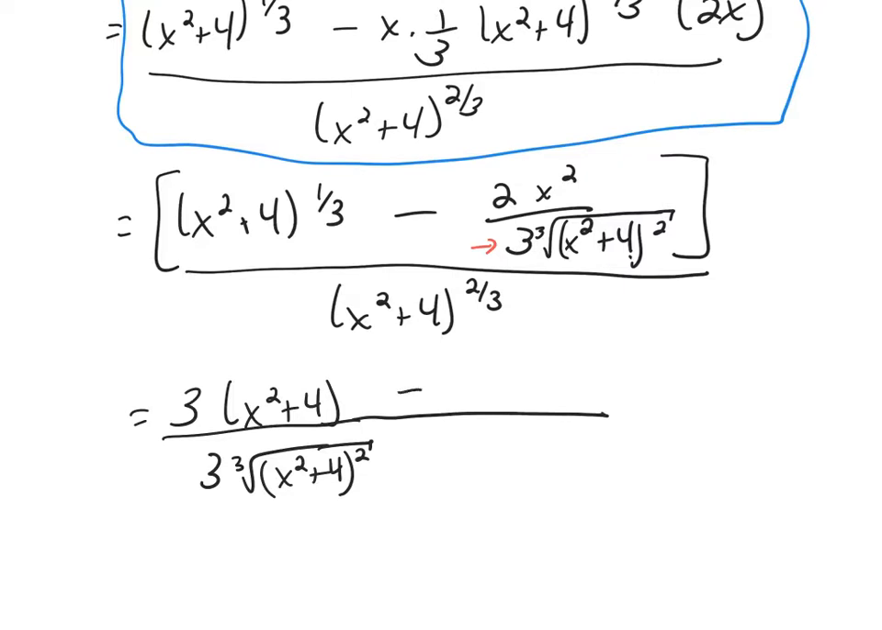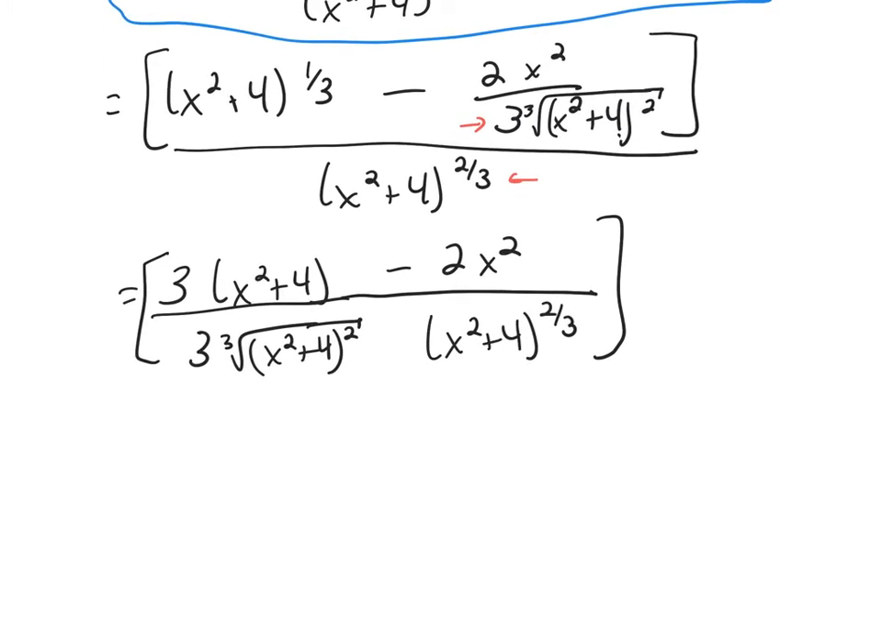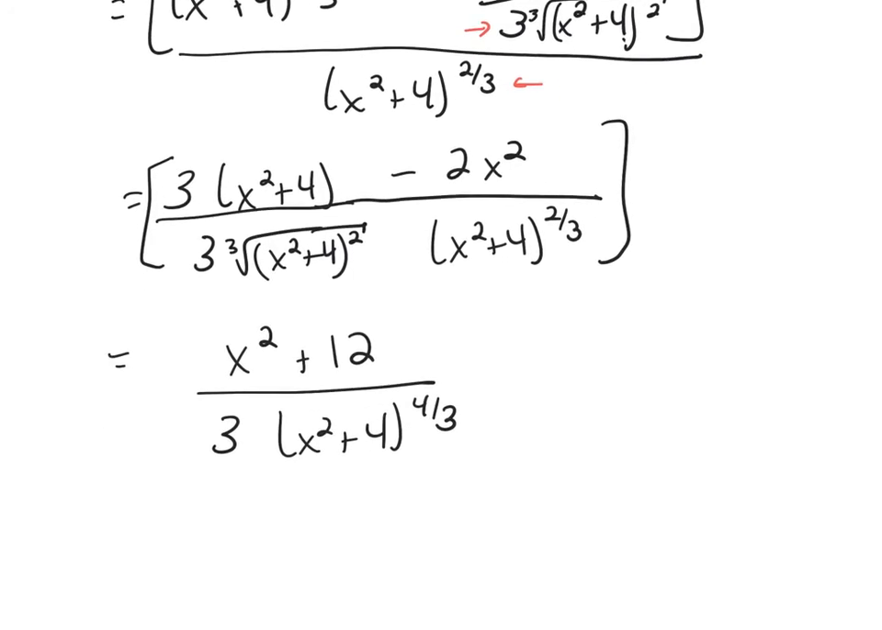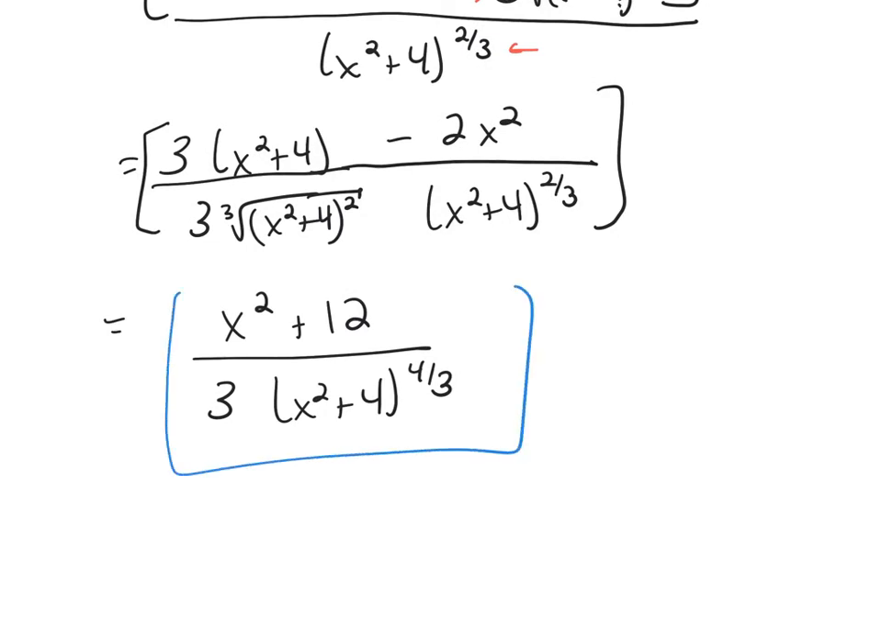Now I'm going to go ahead and combine them into one fraction here. That's the numerator. And then this bit that's left here, this belongs in the denominator, so I'm just going to move it up here, x squared plus 4 to the 2/3 power. And if you simplify, you'll get x squared plus 12 in the numerator. You'll get 3, and x squared plus 4 to the 4/3 in the denominator. And there's my derivative.